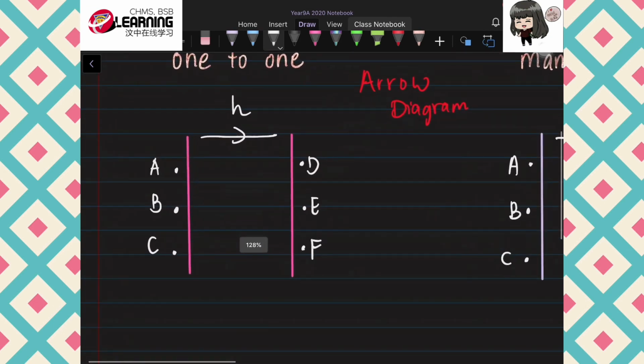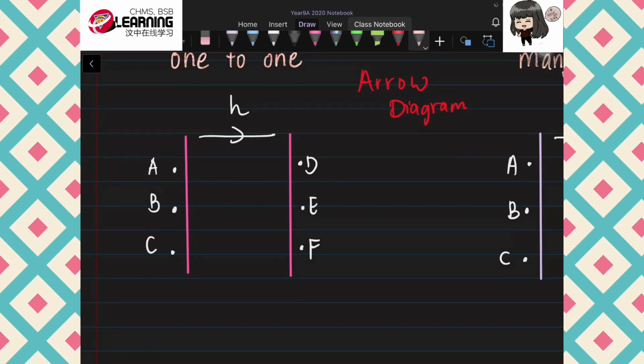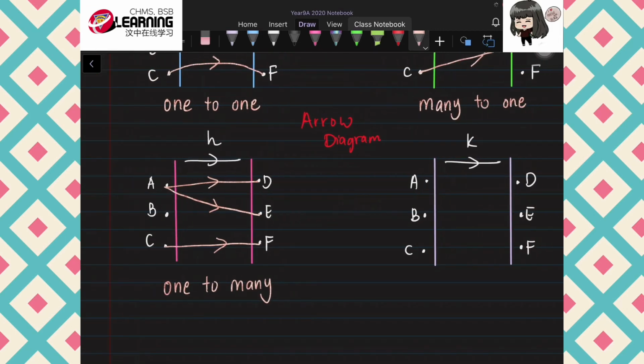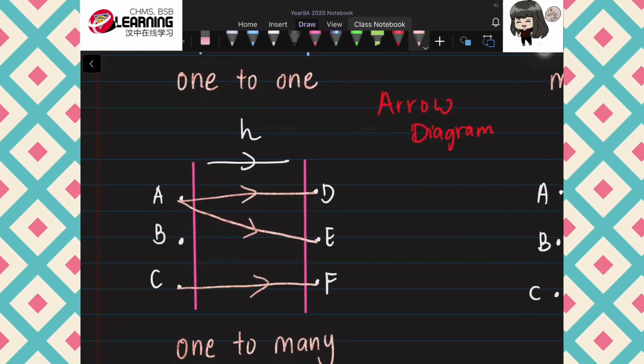Okay. The next type of relation, okay, object of A will map onto D. An object of A will go to E as well. Okay, and object of C, let's say, will go to F. Okay, so this type of relation, A to D, A also to E. So one input to many outputs. So this type of relation is 1 to many.